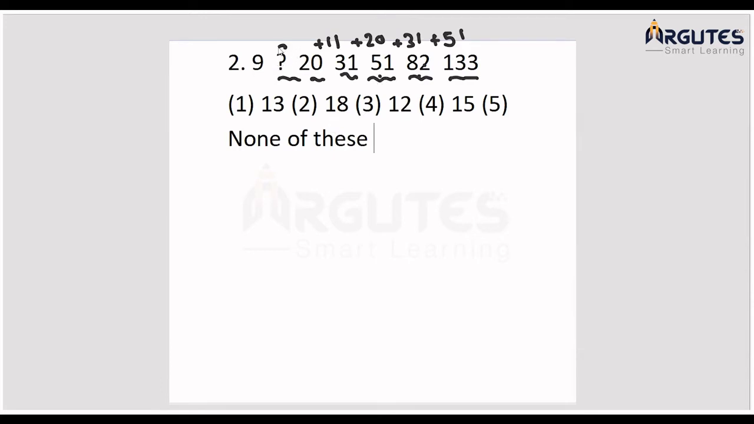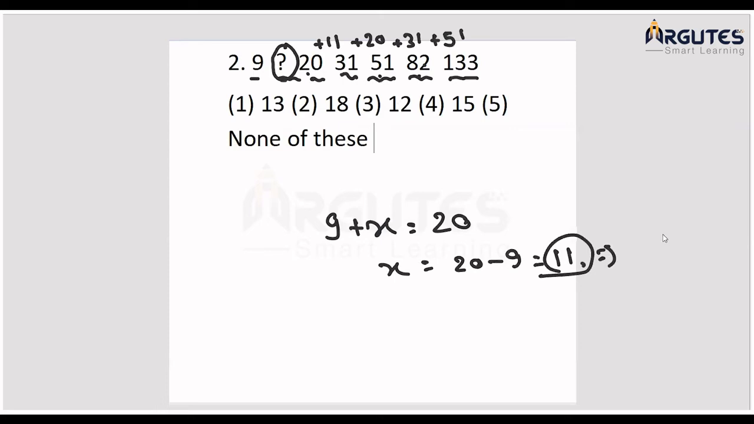So what will be here? 20 is the sum of the previous two numbers, 9 plus x. 9 plus x is equal to 20. So x is equal to 20 minus 9, that is 11. So our answer will be 11. Since 11 is not in the options, it will be option 5, none of these.